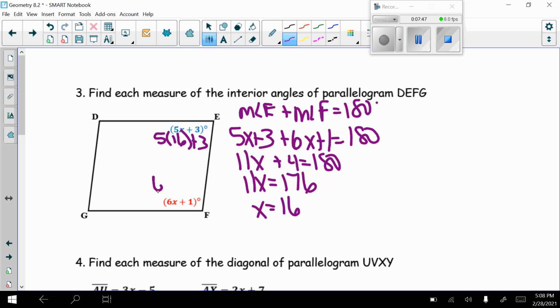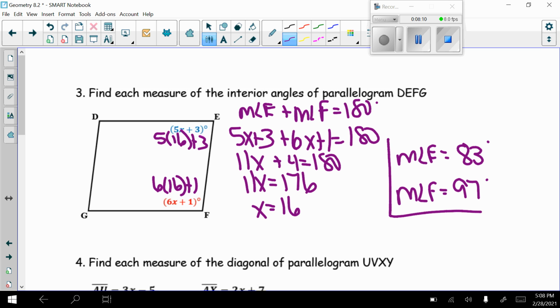Remember, these are not going to be the same, so I would find that the measure of angle E is equal to 5 times 16 and then add 3. So 5 times 16 is 80. 80 plus 3, 83 degrees. The measure of angle F, 6 times 16 is 96. 96 plus 1, 97 degrees. And again, those two together should equal 180, which they do.